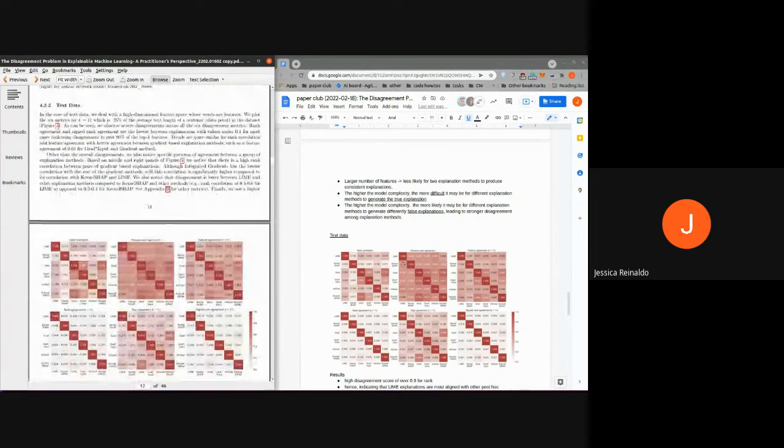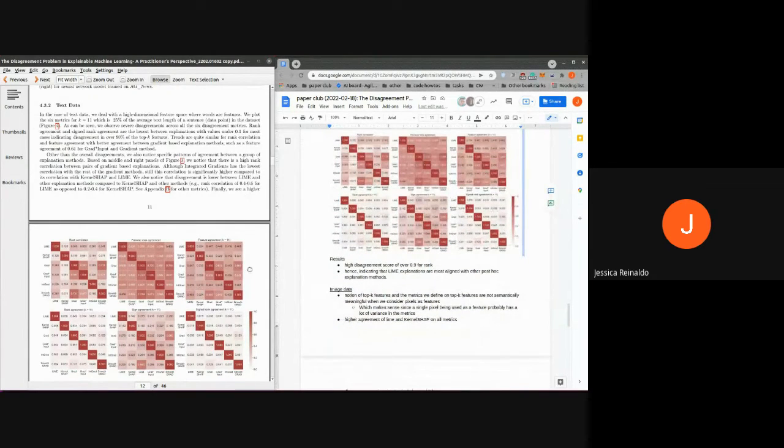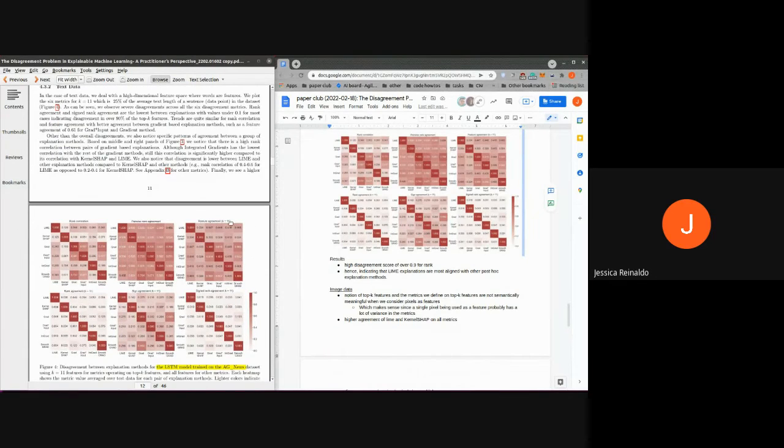So for the text data, they use this corpus, and they try using 11 words. The words are features here, and they use 11 words at the most. That is the typical length of a sentence. And we can see that the rank correlation is usually not very high.